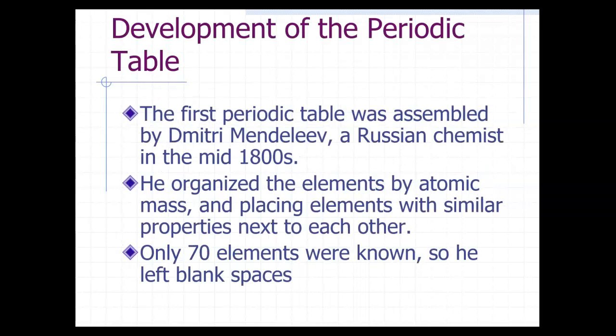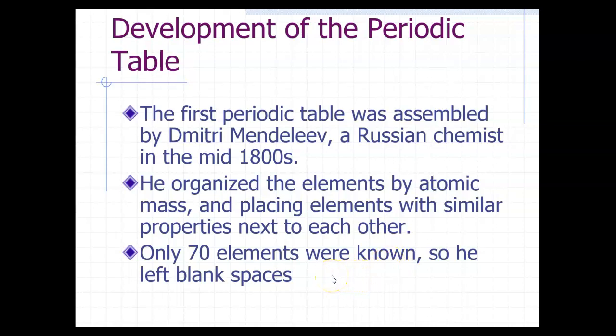The periodic table, I gave you a copy of a periodic table in class for you to own and treat as your special thing. Let's just talk really quickly about how it was developed. The first periodic table was assembled by a Russian chemist in the 19th century named Dmitri Mendeleev, and he organized the elements by increasing atomic mass.